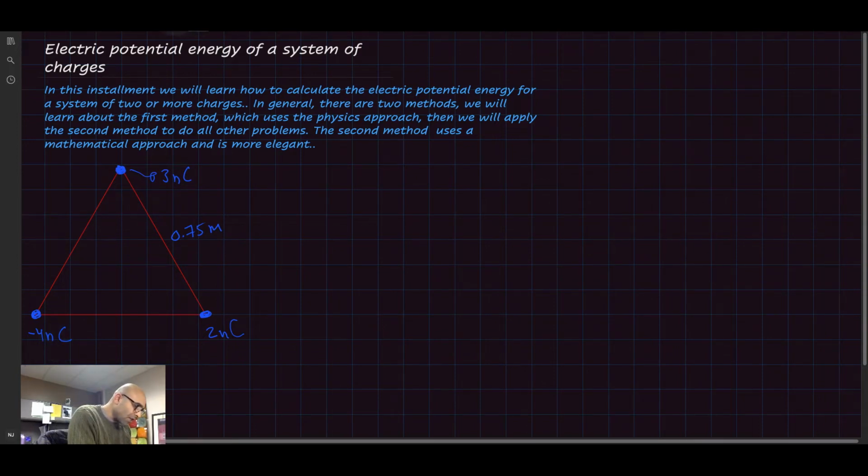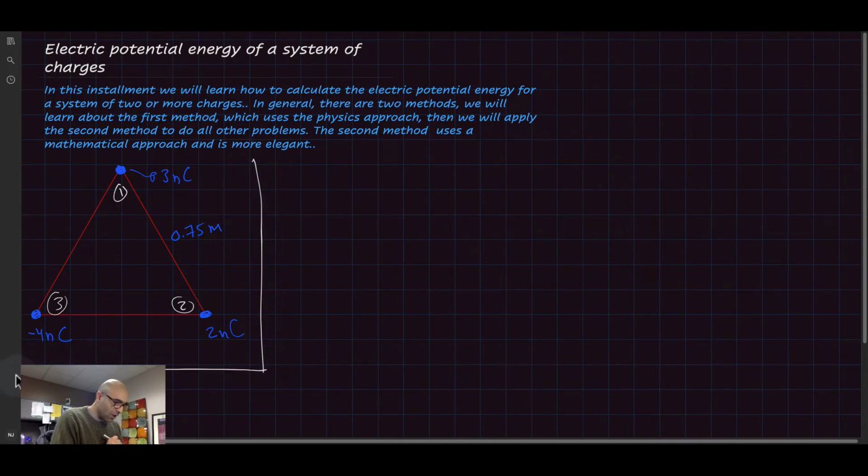First of all, let's call this charge number 1, and let's call this charge number 2, and let's call this charge number 3. To start the physics way, we imagine this whole system does not exist. So if you want to mask it, you can. But let's think about it this way. I'm going to put it away for now, and let's start with this charge.